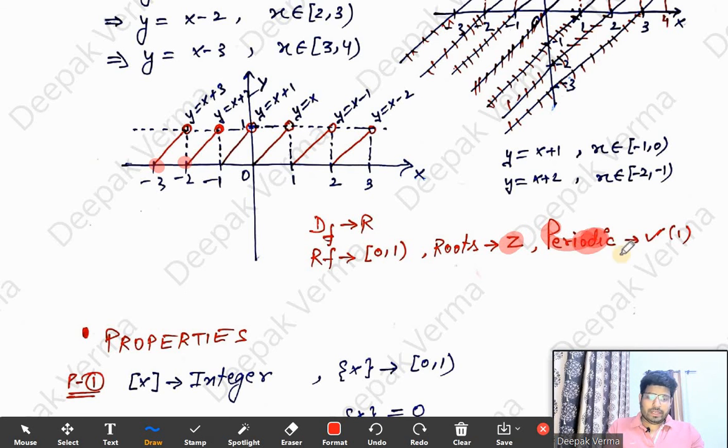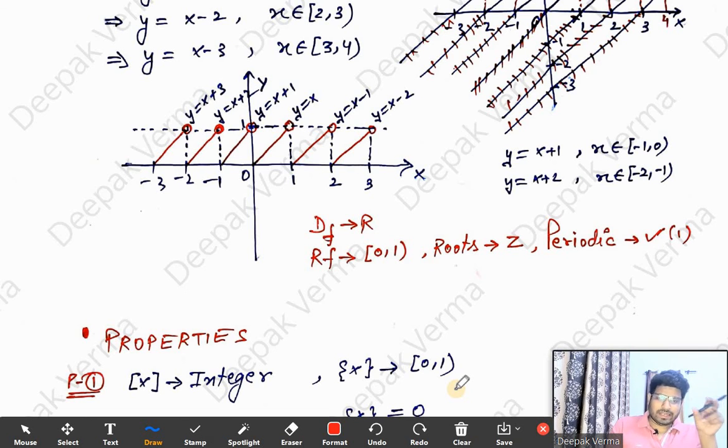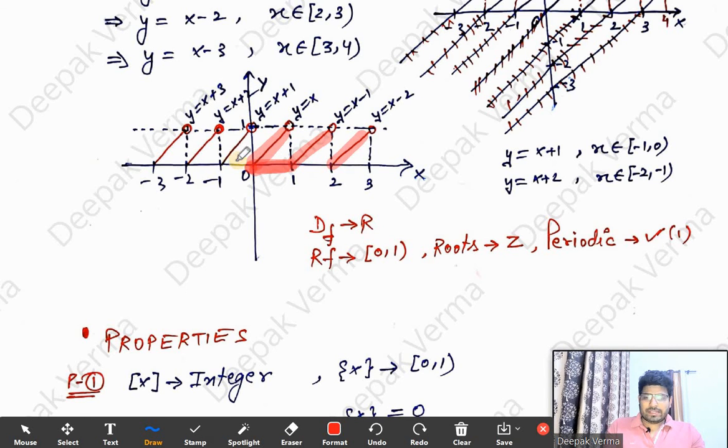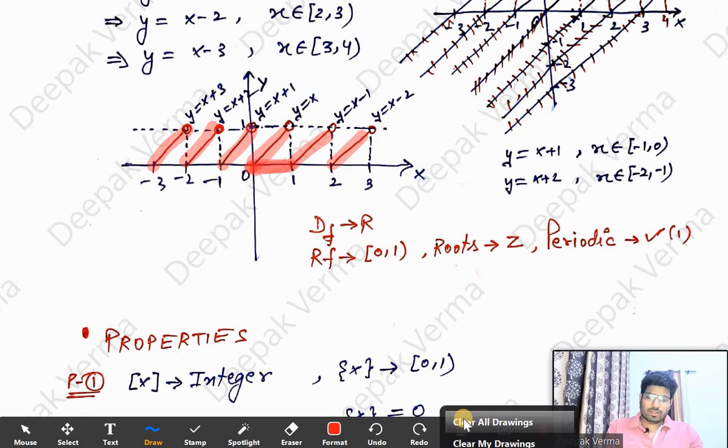If we talk about period, is it periodic? If I say fractional part is periodic, yes, of course it is periodic. Periodic function means if we plot the graph of the function and the graph repeats itself after a certain interval, then the graph is called periodic. So here period is 1. We can see at a distance of 1, in this interval the graph is this, and after this interval, the graph is repeating itself.